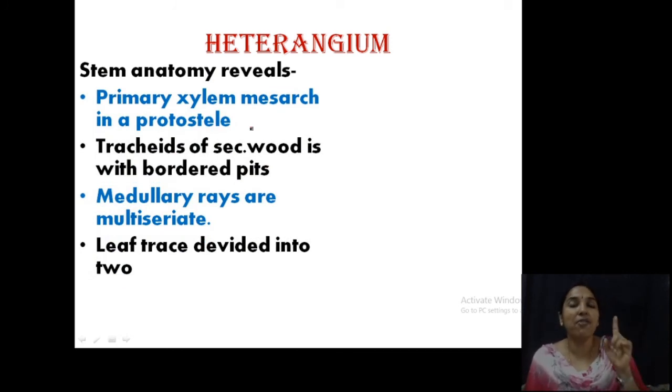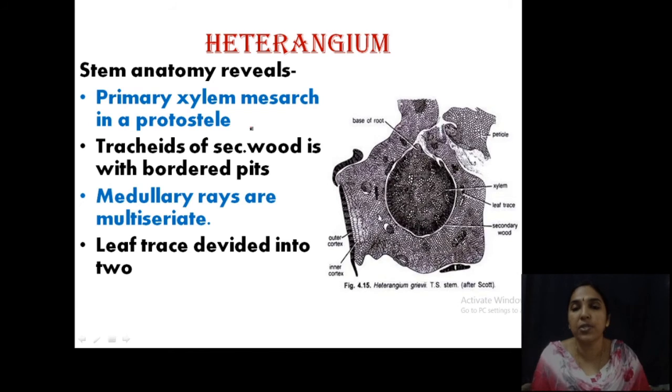Heterangium anatomy shows that the stem, as I already told you, has primary xylem in mesarch condition, and protostele is present. Tracheids of secondary wood are very important, tracheids with pits. Here the pit is a bordered pit. Then multiseriate medullary rays are also present, and leaf traces divide into two and have mesarch xylem groups. So, this is the anatomy of Heterangium.